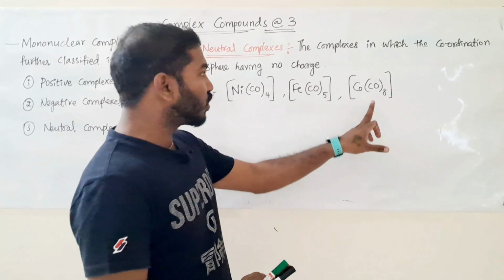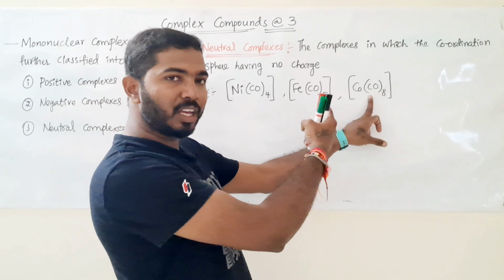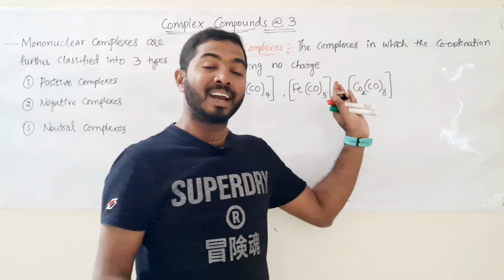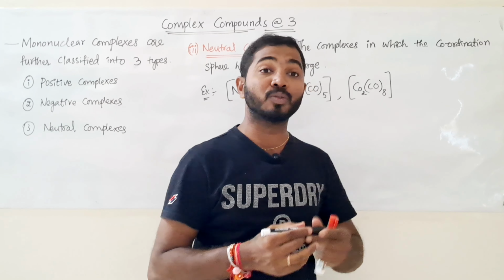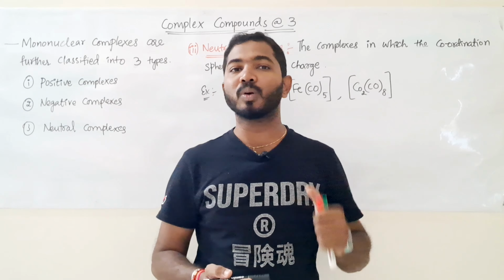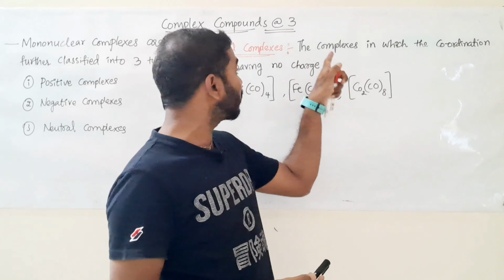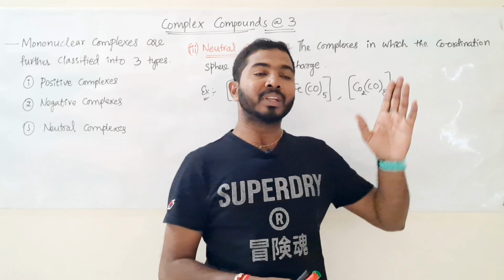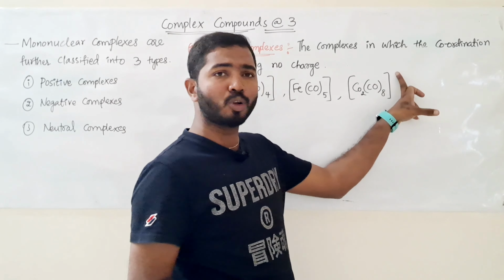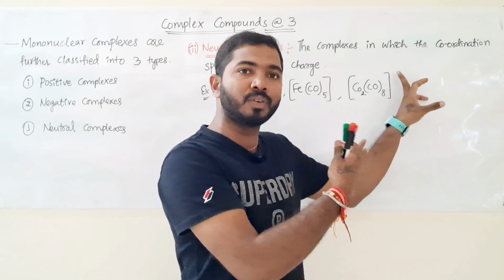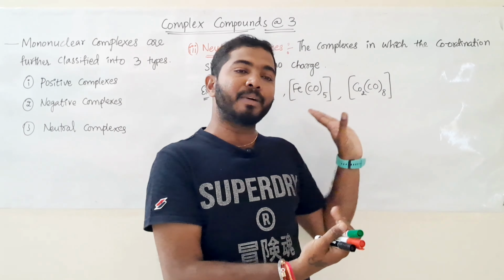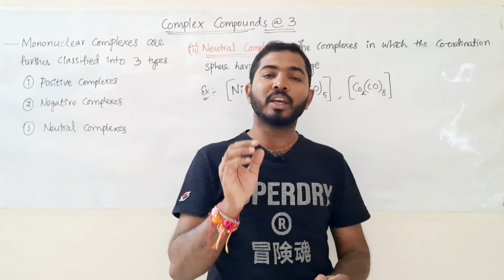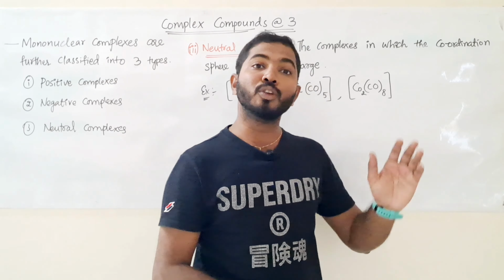Hope it is clear. This particular complex, Co2(CO)8, dicobalt octacarbonyl, which we saw at the start and took in the polynuclear complexes, can also be considered a neutral complex, because this coordination sphere has no charge. It is not going to have any positive or negative charge, but zero charge, meaning no charge on the complex sphere. They are going to be called neutral complexes.